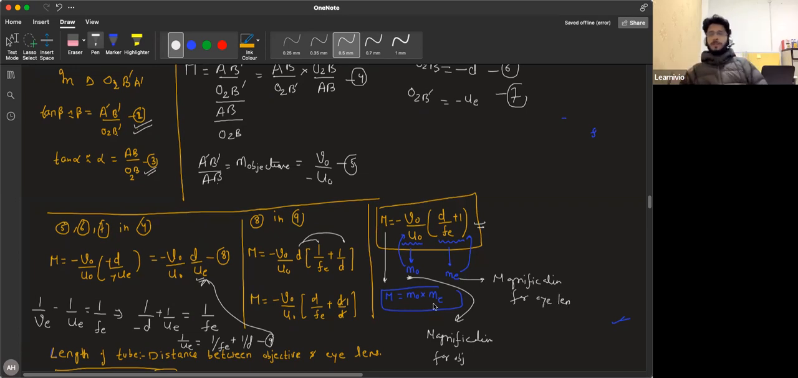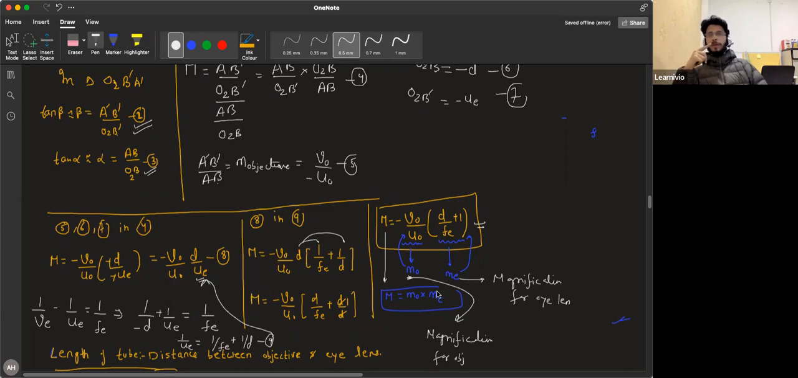So see, the total magnification is the product of magnification of individual lenses. This is what we have discussed while doing combination of lenses also. If you have 2-3 lenses in combination, then I wrote that total magnification is the product of individual magnification.